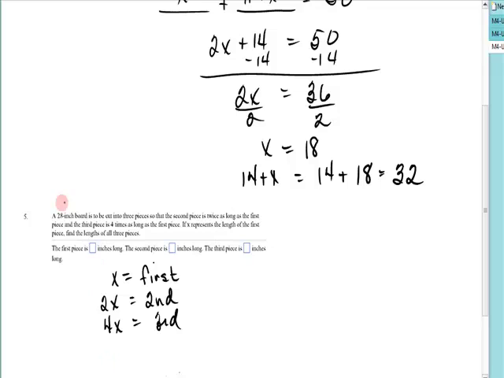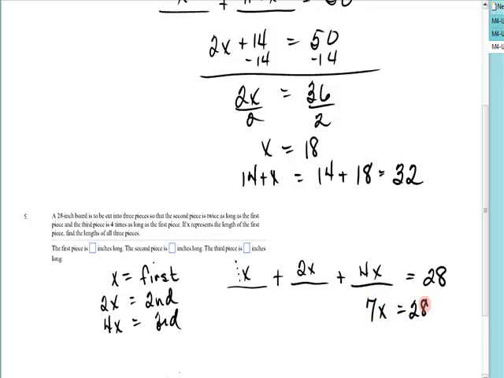These 3 pieces make up a 28-inch board. So again, in our problems, we're given their sum. So X plus 2X plus 4X is 28. This is implied 1, plus 2 is 3, plus 4 is 7X is 28. Divide by 7, X is 4.